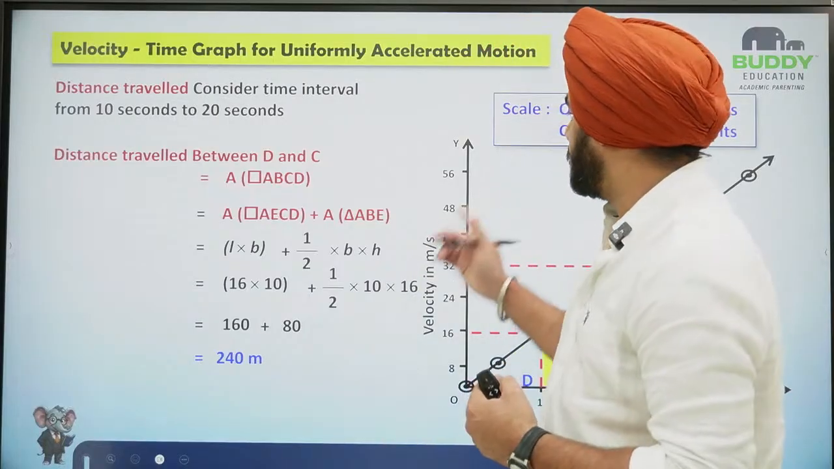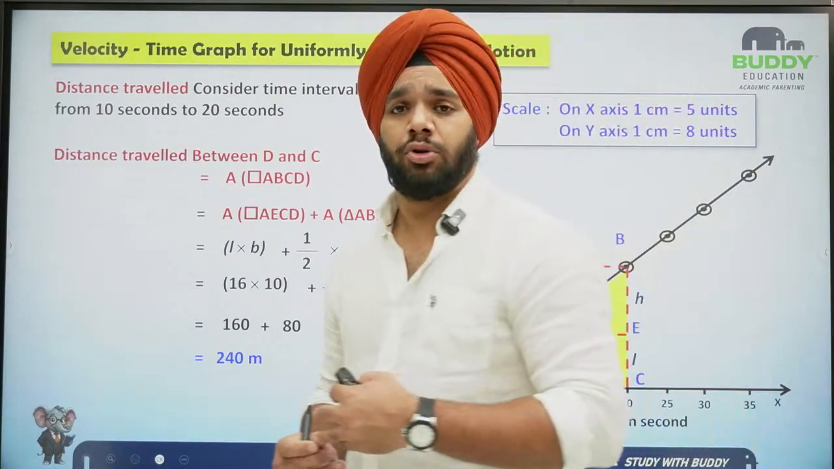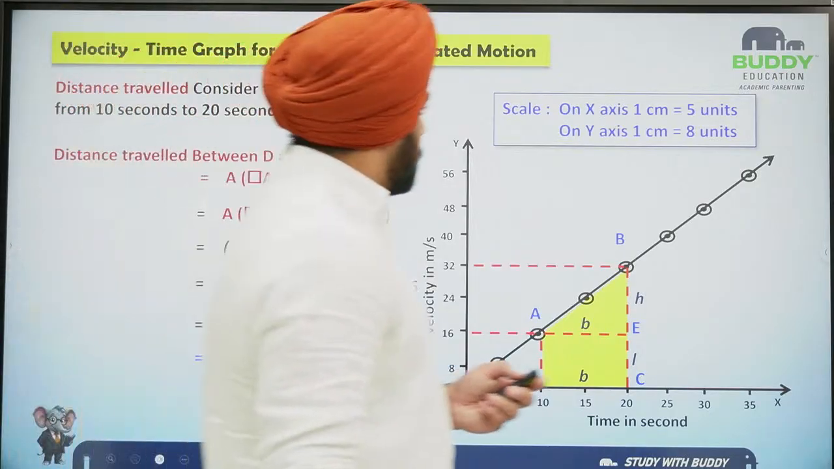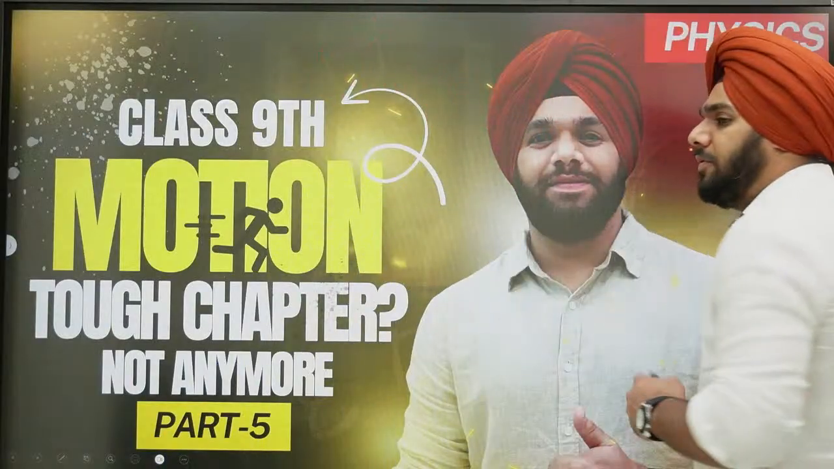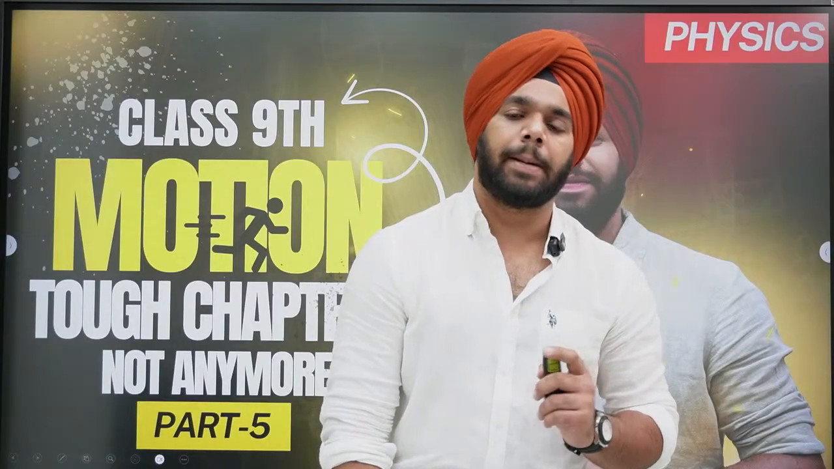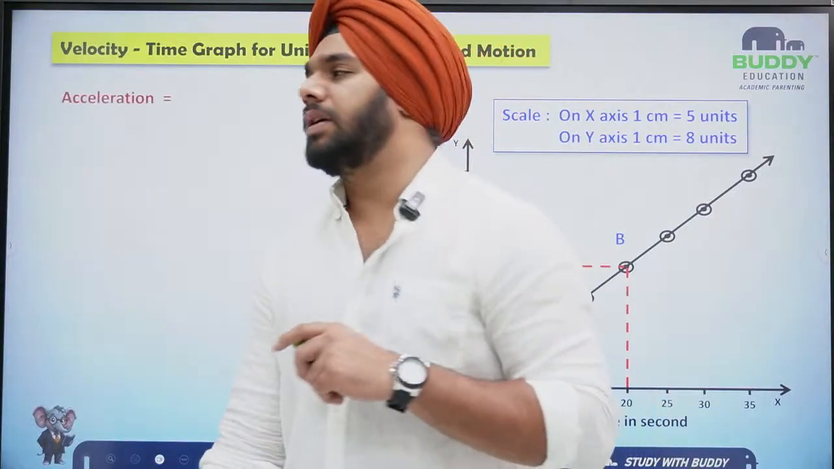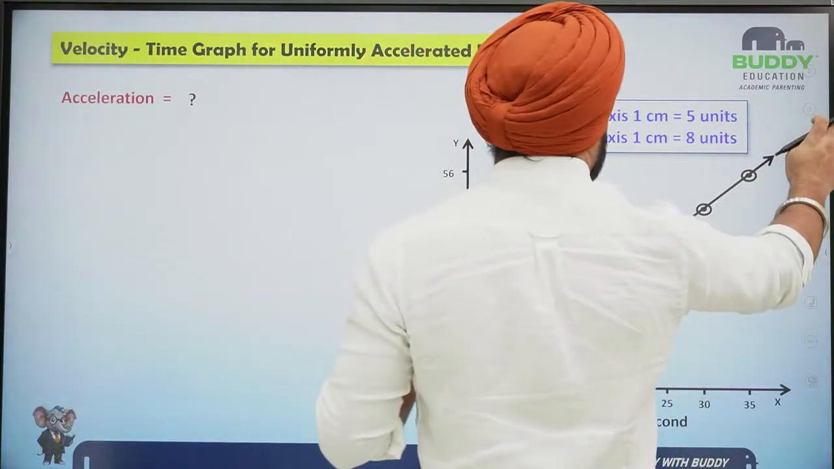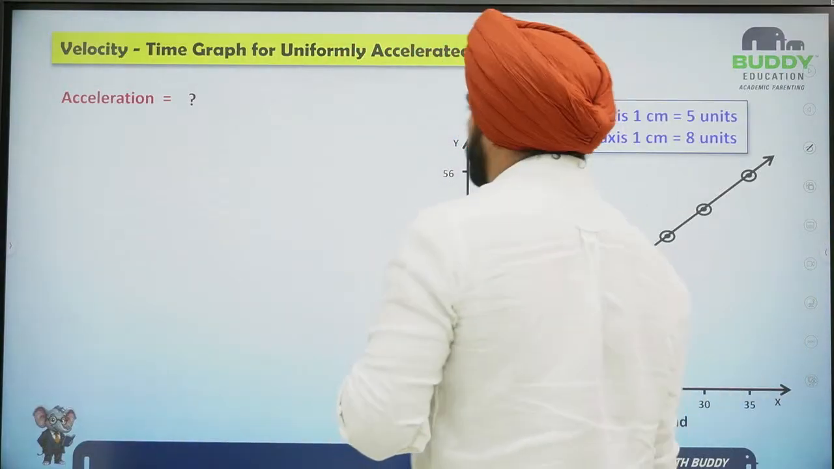And also the slope of the velocity time graph will give you acceleration, right? So now coming to the fifth part, in the last class we discussed that the area covered under the velocity time graph will give you displacement, okay? In today's lecture we'll discuss the slope of the velocity time graph.